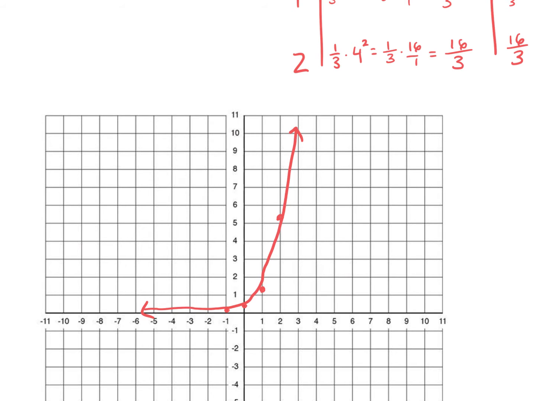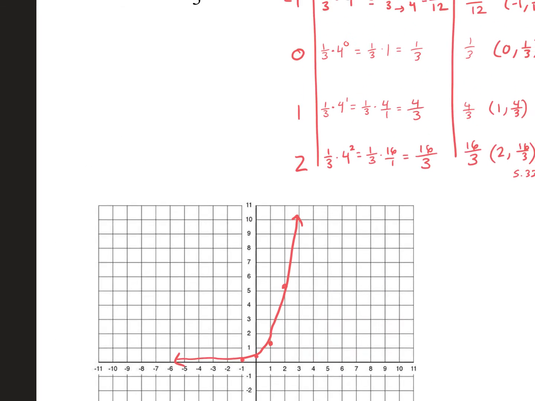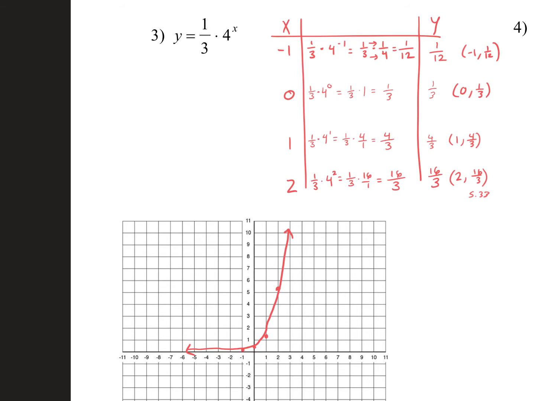Do we have exponential growth or exponential decay? Exponential growth.